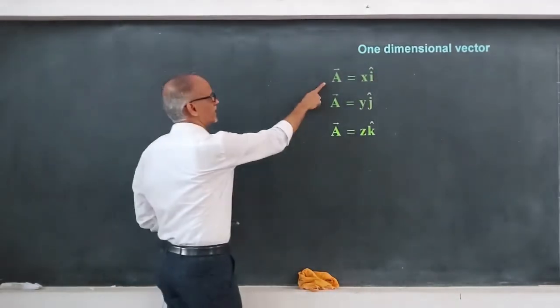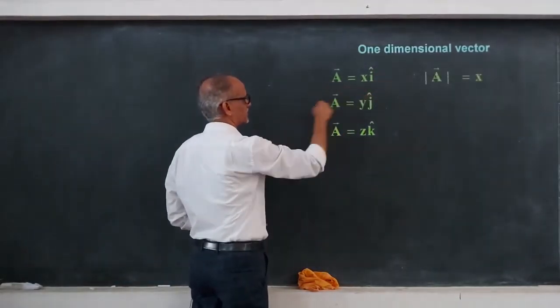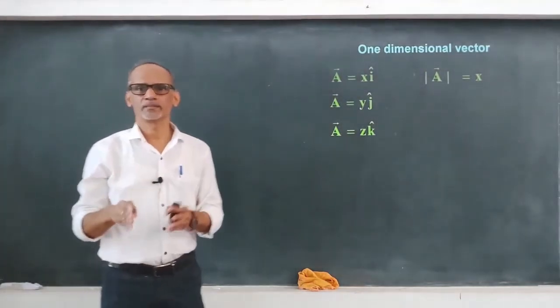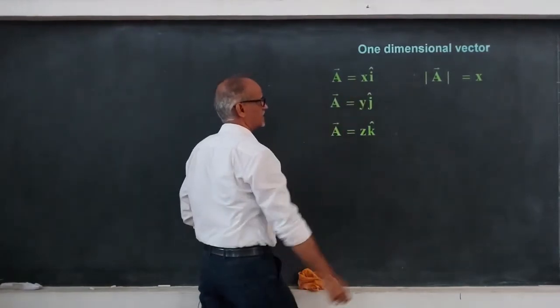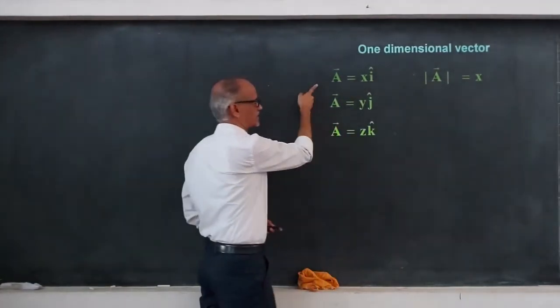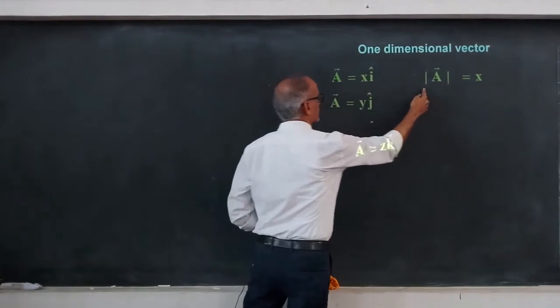So what is the magnitude of A? Magnitude of A, we write it within the vertical lines, mod, correct, modulus. So the magnitude of A is only x. Now it is a scalar. This is a vector. Magnitude of a quantity is always a scalar.